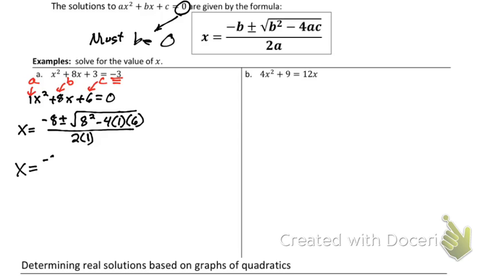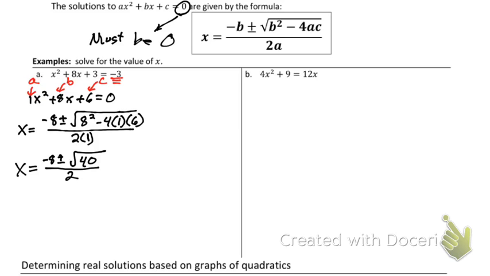Usually you're going to simplify everything that's underneath the square root first. So that's 8 squared, which is 64. 4 times 6 is 24, so that's going to be the square root of 40 underneath the radical bar. Most of the time, you're just going to plug that in your calculator. You'll just type in 8 squared minus 4 times 1 times 6 and see what that comes out to. It should come out to 40, and then it's all over 2. Well, that isn't done. That isn't simplified.